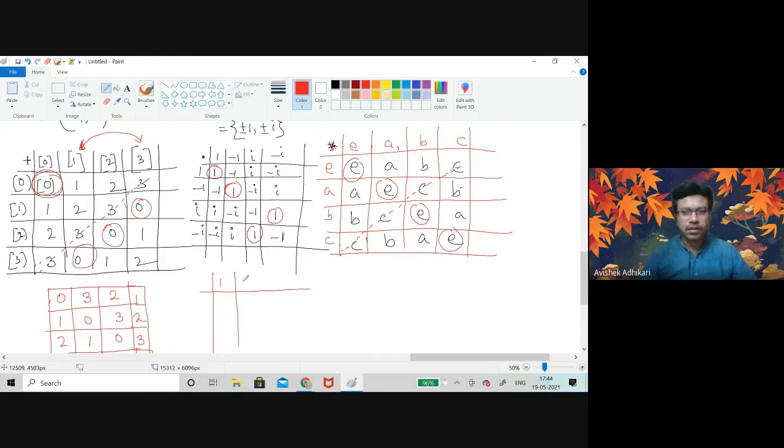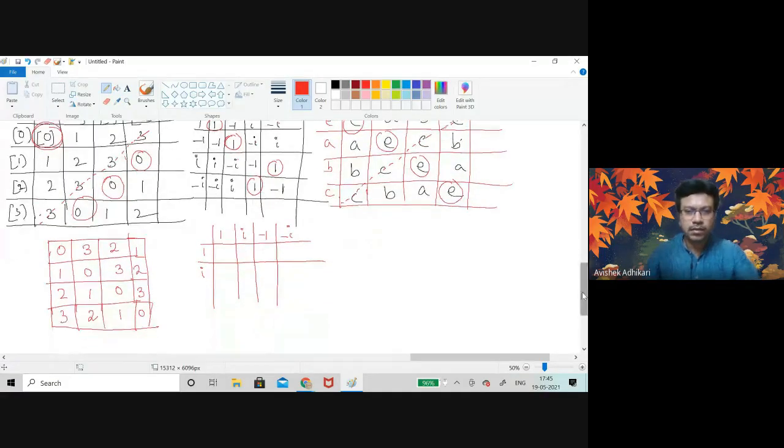So this is 1, instead of -1, if I put say I, then -1 minus I. So 1, I, -1, minus I. And let's have a look. 1, I, -1, minus I. And then I, -1, then minus I, and then 1. -1, minus I, 1, I, minus I, 1, I, -1.